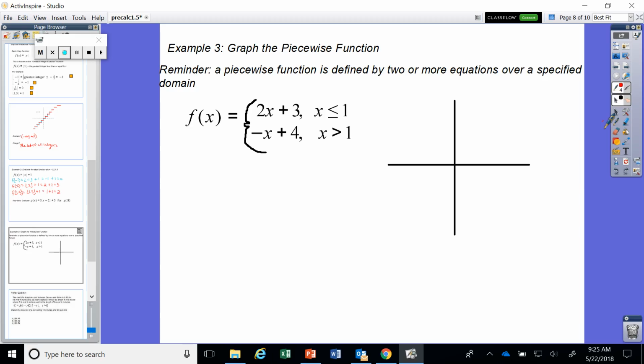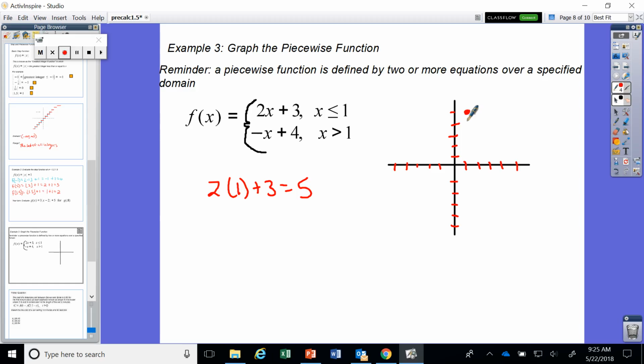Let's go ahead and say 1, 2, 3, 4, 5 in each direction. We know everything less than or equal to positive 1 is going to end up with 2x plus 3. What I want to do first is find out what the output, or the y value, is when x does in fact equal positive 1. So 2 times 1 plus 3 gives us a value of 5. So we know at 1, the value is going to be a positive 5.